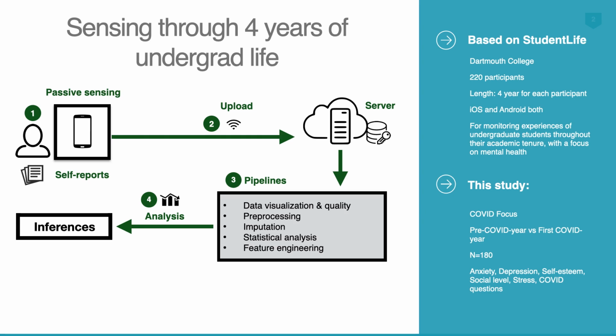As such, we ask students to self-report their mental health status such as anxiety, depression, self-esteem, social level, and stress every week. In this work, we focus on the first year of COVID and a year prior to it.